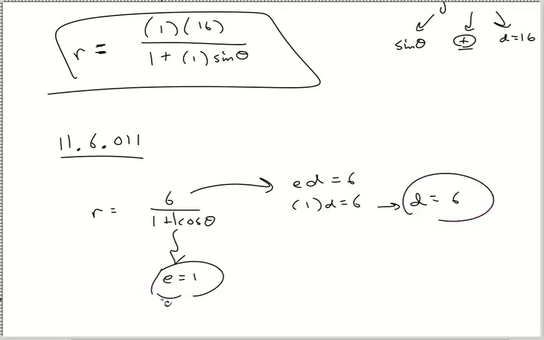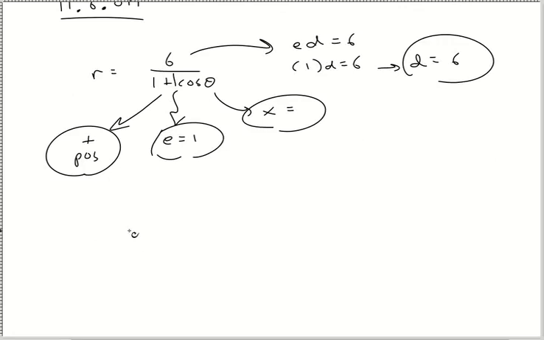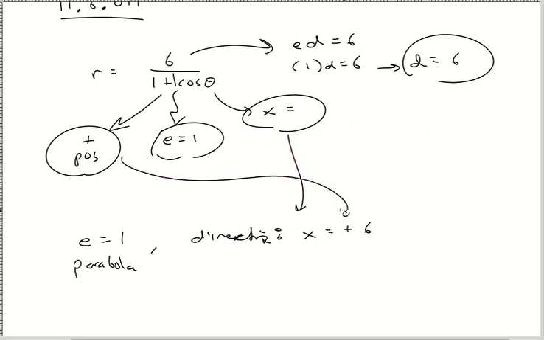We got an e. Notice we got a plus sign. This is positive. And then we got cosine, which is an x equals. Let me take all 4 of those components and put them together, okay? So I got my e is equal to 1, whatever that means. Parabola, I guess you can say. And then my directrix is x equals positive 6. You can see I got the x equals positive 6. And there's my e for parabola.